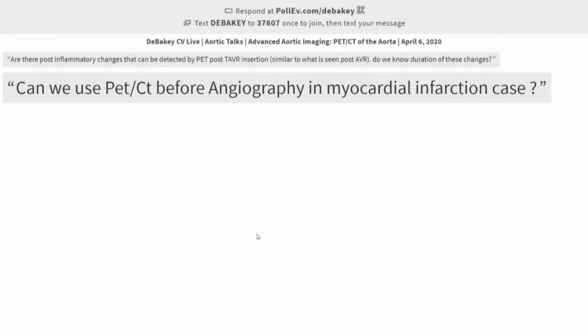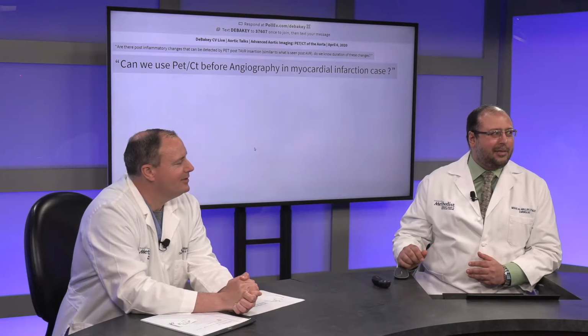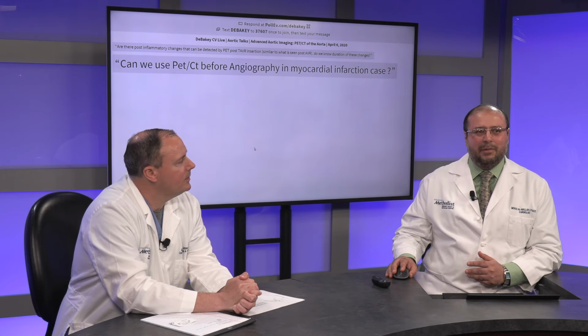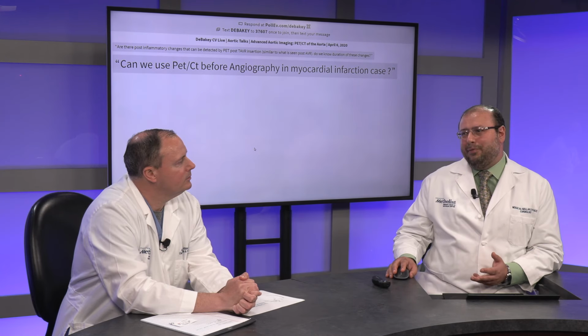Great. I think we've got another question here. Can we use PET-CT before angiography in cases of myocardial infarction? So this is a little bit outside the aorta, but going back to the heart, our comfort zone. So yes, PET-CT before angiography in myocardial infarction depends on what you're looking for. If you want to do perfusion, unless you're preferring not to do catheterization, you don't do a stress test on a patient with myocardial infarction. But if you're looking at viability, for example, this is where it makes sense.